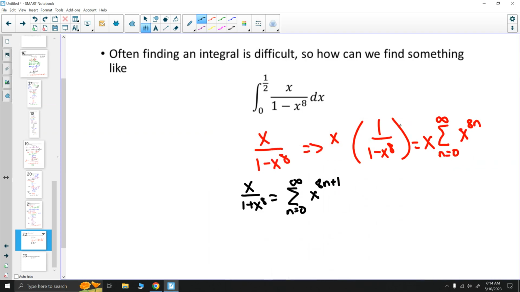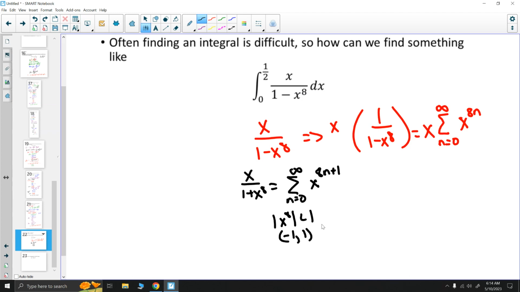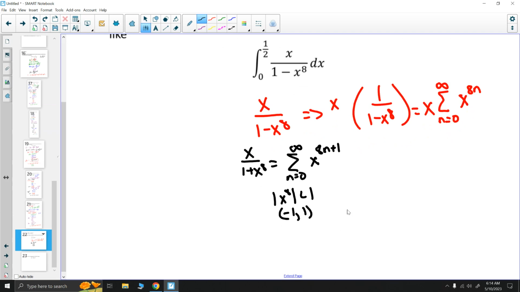Let's talk about the interval of convergence here. That is when x to the 8th is less than 1, so it's between -1 and 1. That's good because our interval of convergence is within the range that we're looking at for this integral. We can't use the power series for finding things outside of our interval of convergence. So 0 to 1/2 is within our range, so we're good there.